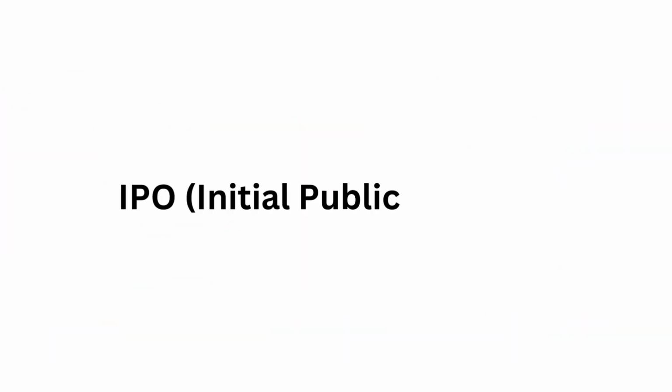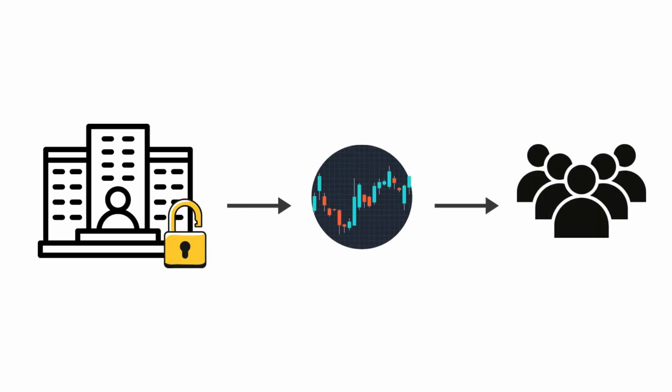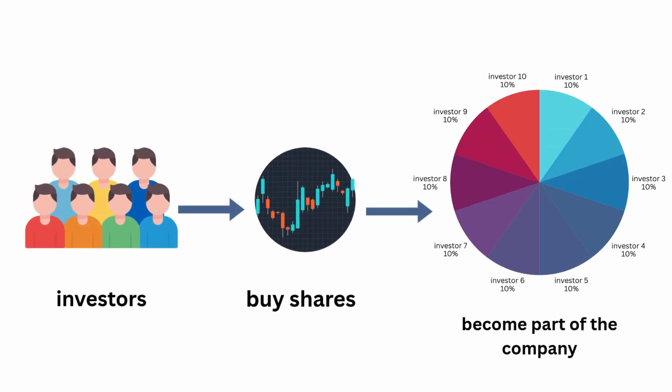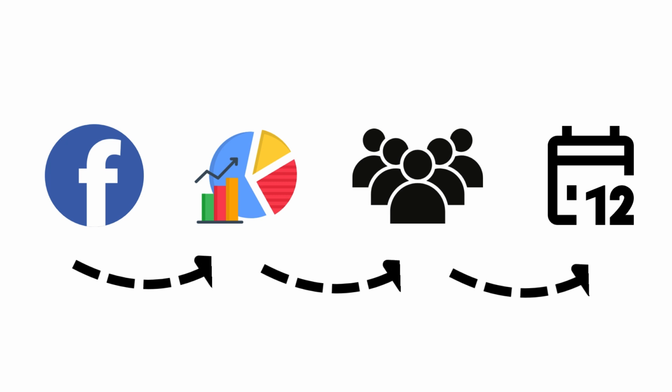IPO. Initial public offering. When a private company sells its stock to the public for the first time, it's called an IPO. It allows everyday investors to buy shares and own part of the company. When Facebook first offered shares to the public in 2012, it was an IPO.